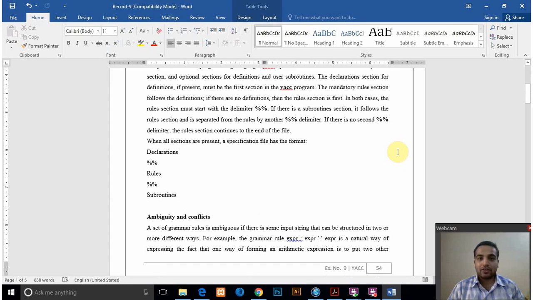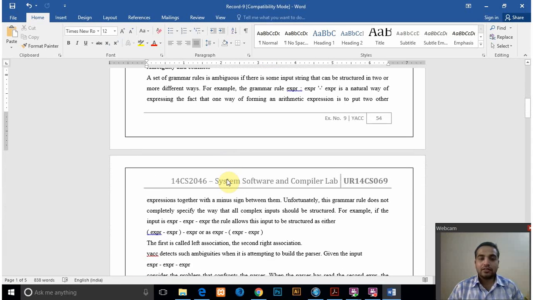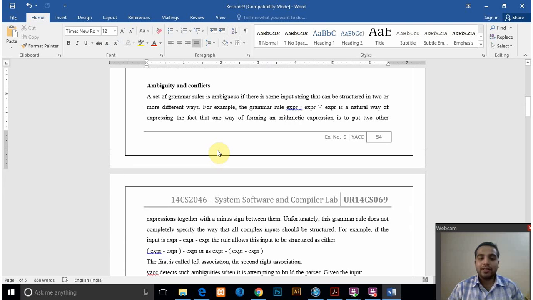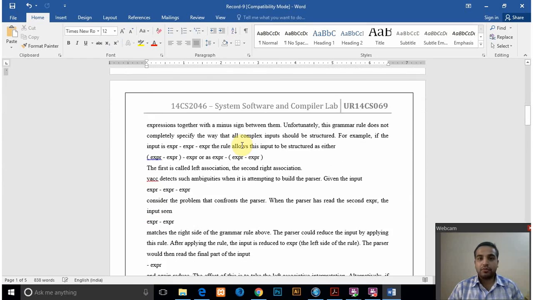The syntax or the format for any program written in the YACC tool will be, first of all, we start with declarations, then two percentage symbols. After that, we write all the rules that we will be using for parsing. Next, we will write two more percentage signs. That means the rules are over, and then we have to write all the subroutines for the program. And YACC handles all the ambiguities and conflicts very well, so that we don't have any problem parsing the strings.